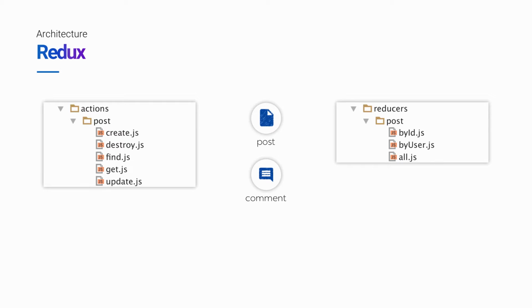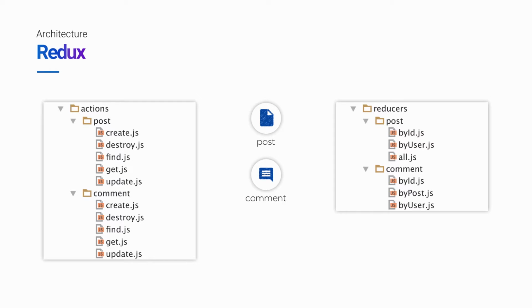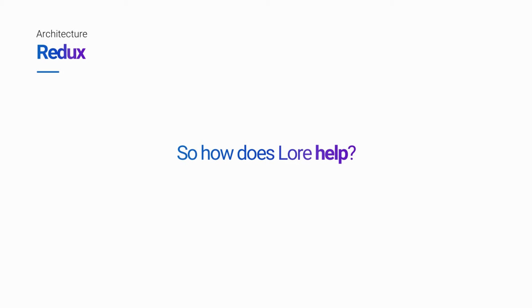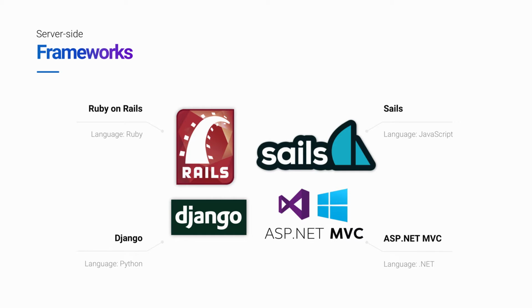So if you needed to attach comments to posts, you would need to create another set of actions and reducers to support lifecycle operations for comments. So how does Lore help? And the answer is that it takes a page from server-side frameworks and uses conventions.